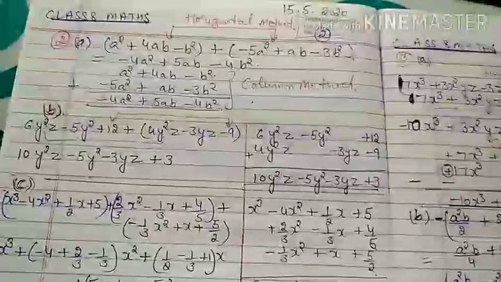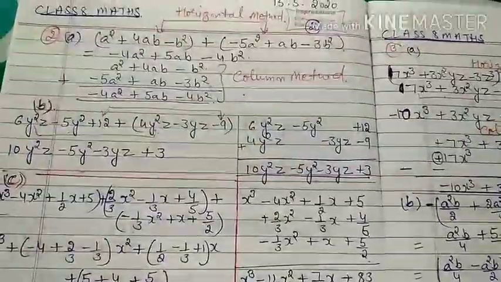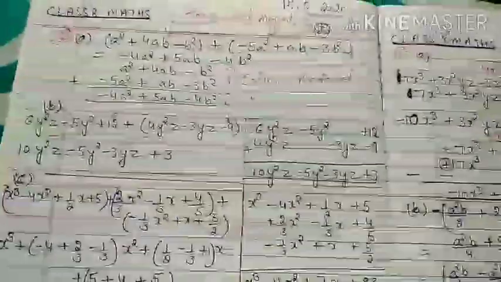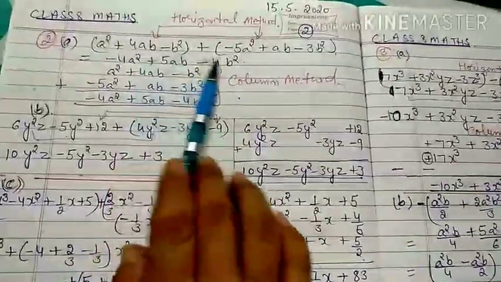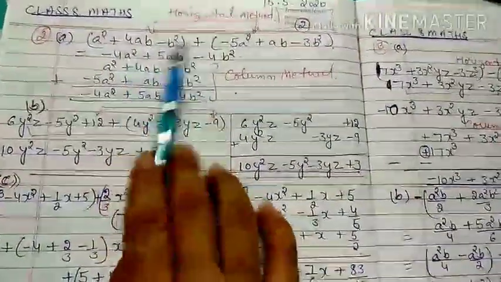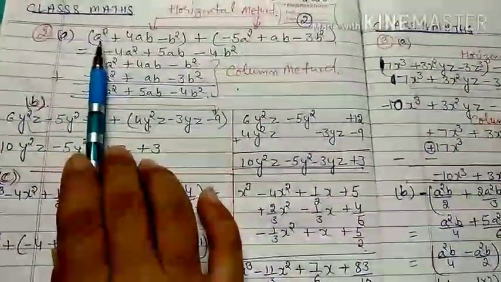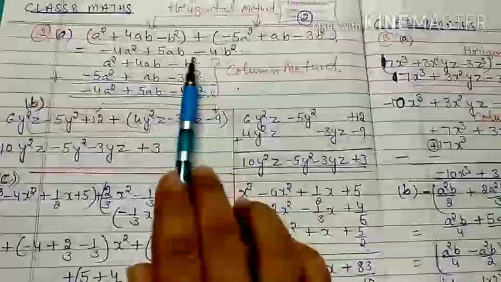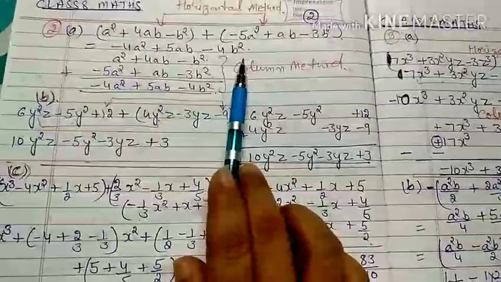Now your second question is, you have to add two polynomials. You have two methods: either the horizontal method or the column method. It's up to you, whatever method is easier for you. In the horizontal method, there is no need to change the sign between the two polynomials. Only like terms will be added. Like a² minus 5a² gives me −4a². 4ab plus ab gives me 5ab. −b² and −3b² give me −4b².